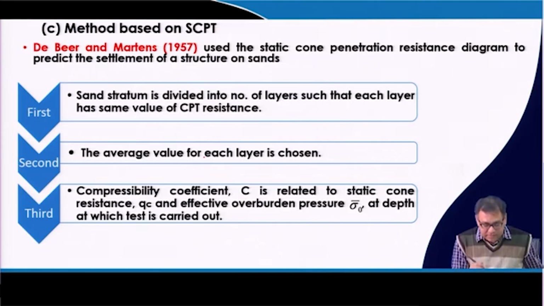So, next one is based on the SCPT, that means the static cone penetration test, which, as I mentioned, is similar to the consolidation settlement. So, for each layer we take the SPT value and then the CPT value, actually it is SCPT, and then we average that value and then we apply the equation.